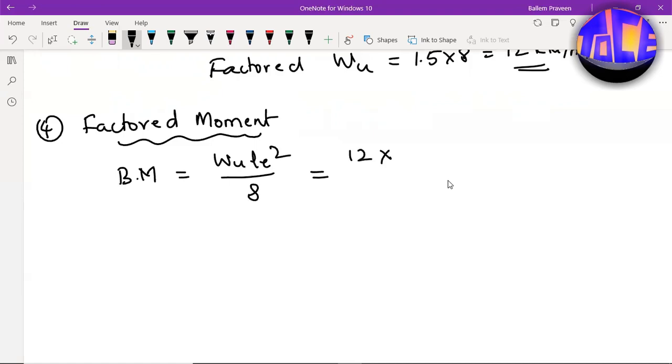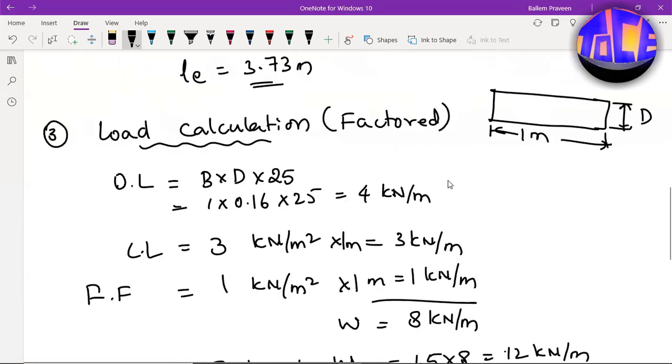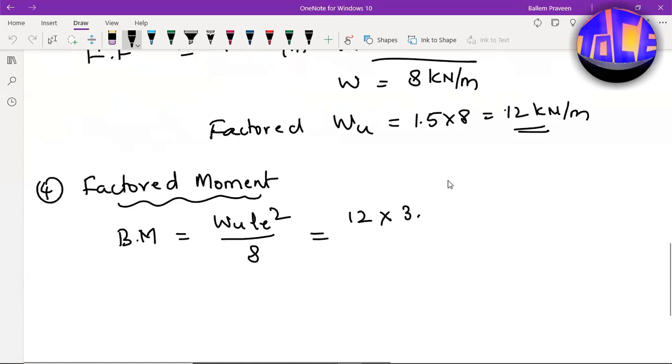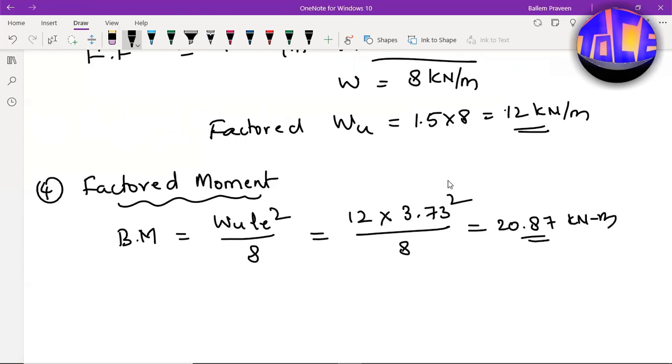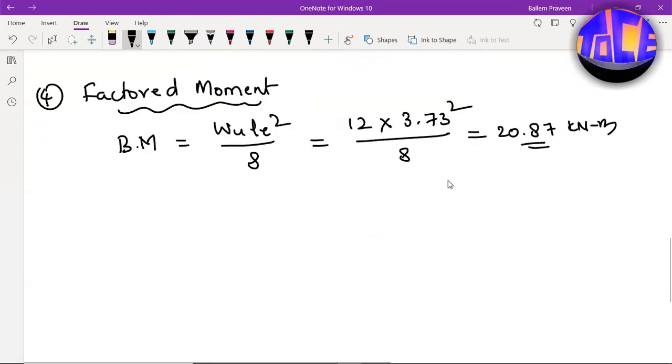and Le is 3.73, right? So 12 into 3.73 square divided by 8. So it is 20.869, so let us take 20.87 kilonewton meter. This is the factored bending moment that we are getting.